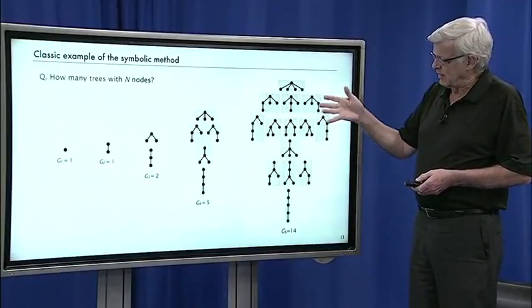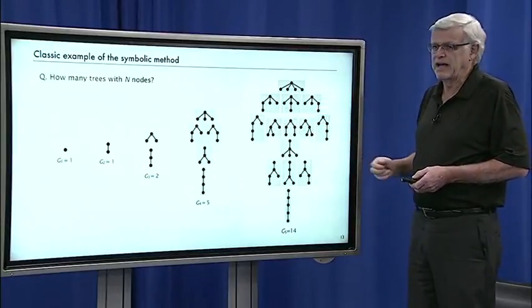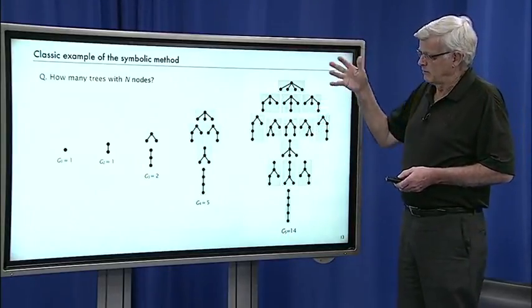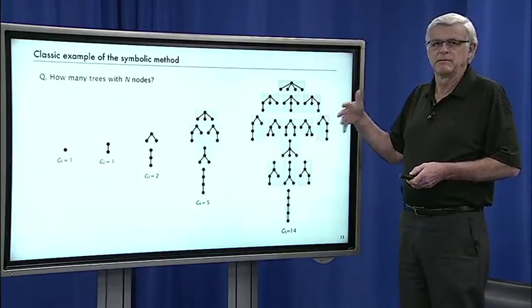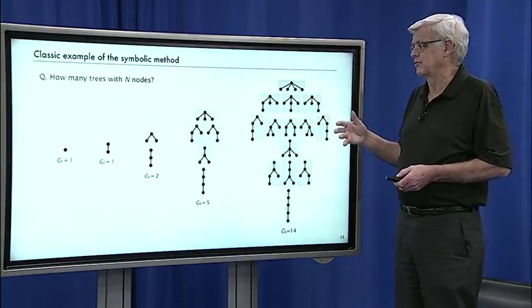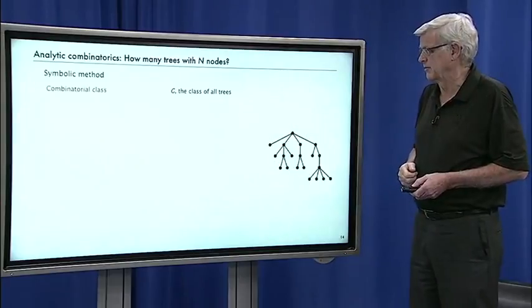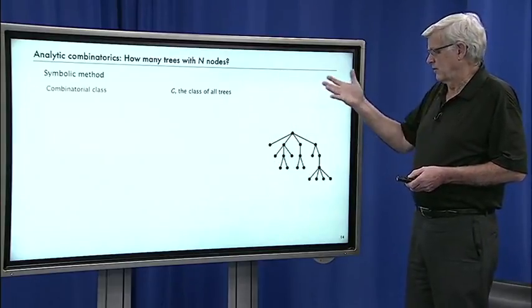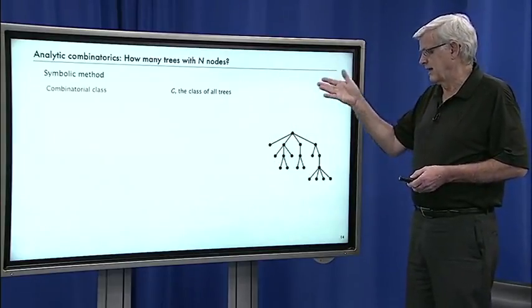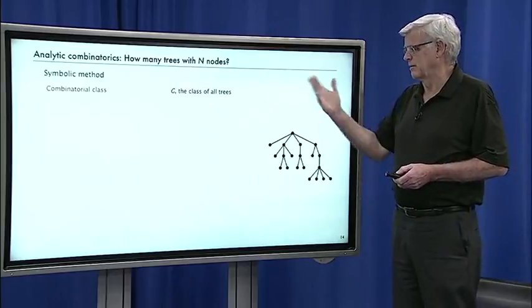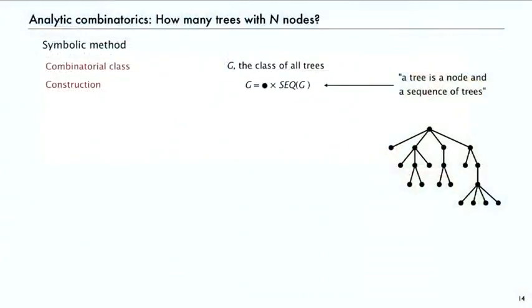So these are the familiar Catalan numbers, and with the symbolic method we can immediately derive the generating function for the Catalan numbers. So here's how it goes. So we define the class of all trees to be G, and then the construction using the basic operations. We say a tree is a node and a sequence of trees. It's as simple as that.